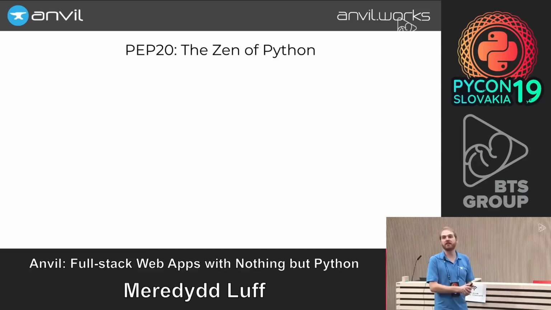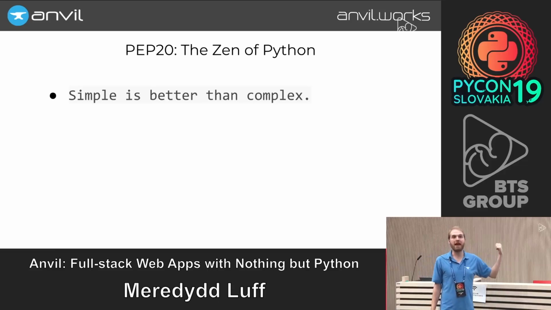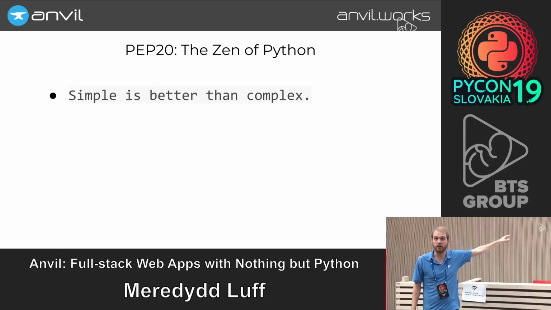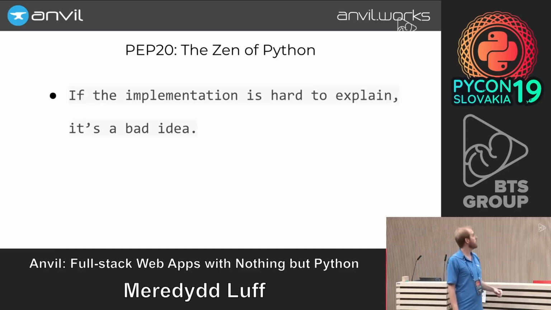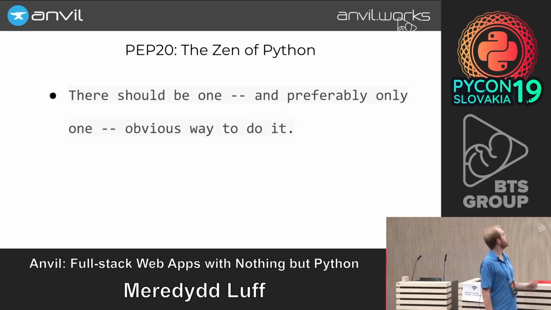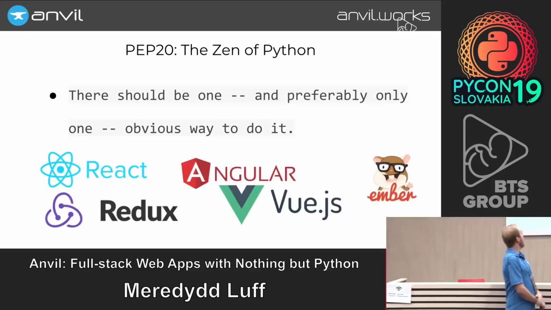I mean, we're Pythonistas here, right? How does that stack up against PEP 20, the Zen of Python? Simple is better than complex. That is not a simple system. If the implementation is hard to explain, it's a bad idea. Like, the insides of JavaScript frameworks are famously gnarly. They are not easy to explain. Here's a famous one. There should be one and preferably only one way to do it. Oh boy.